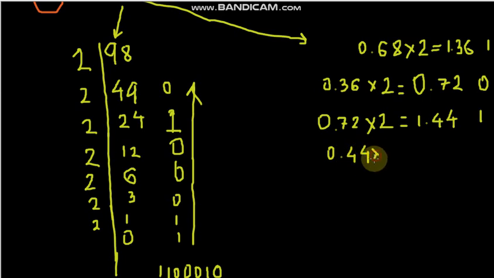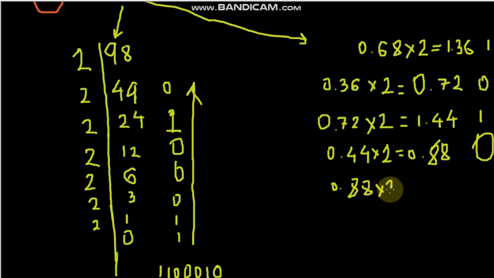Again multiplying it by 2, 0.44 into 2 is 0.88. This 0 again comes on the right hand side, and this 0.88 comes down here. Now again multiplying it by 2 for the last time. We have to continue this process for at least 4 or 5 steps. So 0.88 into 2 is 1.76. Now writing this 1 on the right hand side.